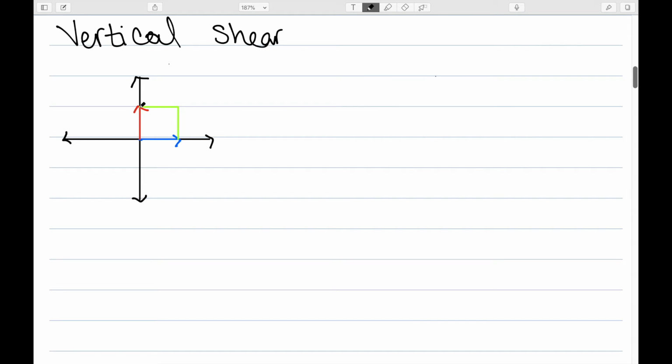If I want to consider a vertical shear, now the idea is I'm going to be shifting some in the vertical direction for my parallelogram. In this case, my y vector will not change for a vertical shear, but my x vector will. It's still going to go over 1, but it's now going to change up a factor of k. So this would be my matrix for a vertical shear.